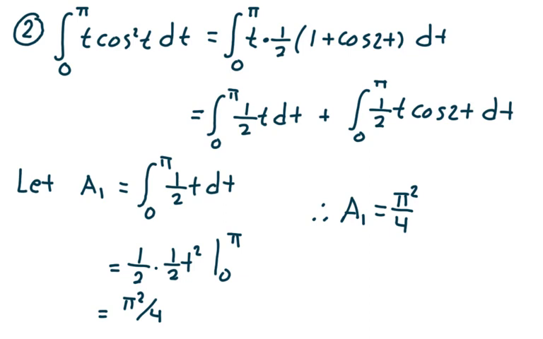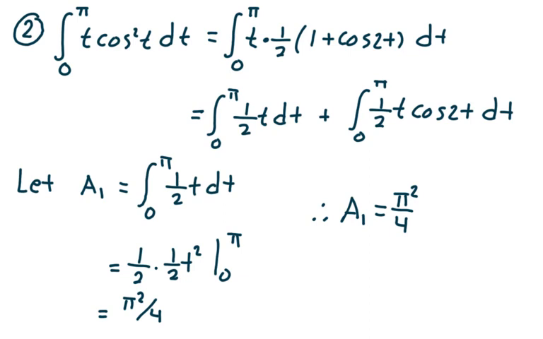This is the integral from 0 to pi of t cosine squared t dt. This is the integral from 0 to pi of t times 1/2 times the quantity 1 plus cosine 2t dt. Now, I'm going to break up this integral. And so on the next line, I get the integral from 0 to pi of 1/2 t dt plus the integral from 0 to pi of 1/2 t cosine 2t dt.